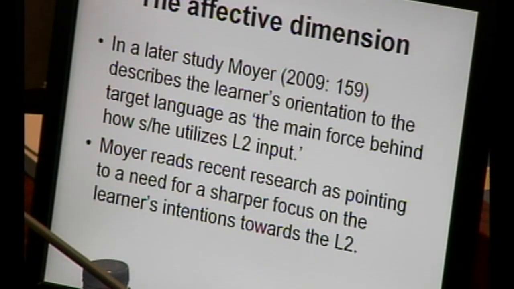In a later study, Moyer describes the learner's orientation to the L2, rather, target language, as a main force behind how she or he utilizes L2 input. So your orientation towards the L2 influences what you make of the L2 input to which you're exposed. And Moyer reads recent research generally as pointing to a need for a sharper focus on L2 learners' intentions towards the L2. What people want to do in the L2, what on earth are their intentions in relation to the L2? This has a clear influence on almost everything.